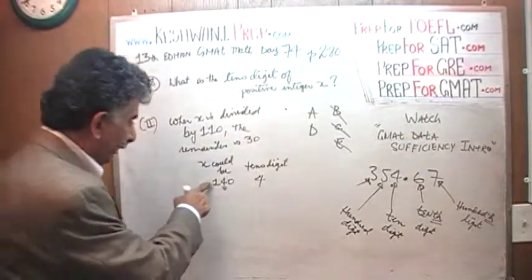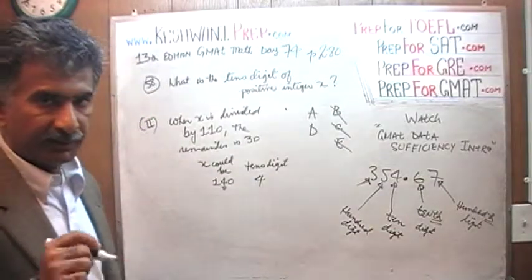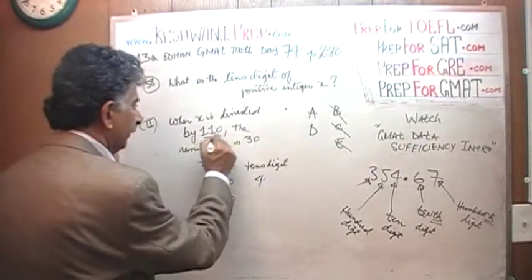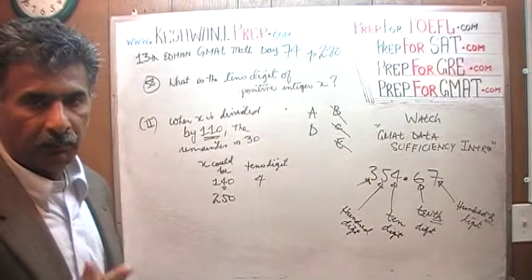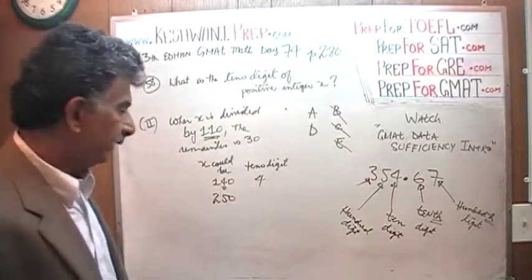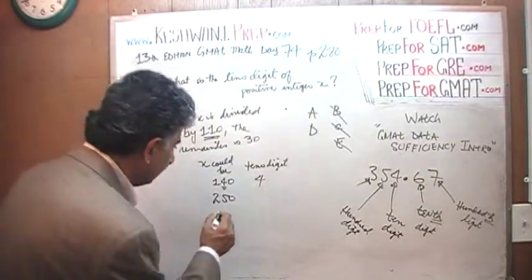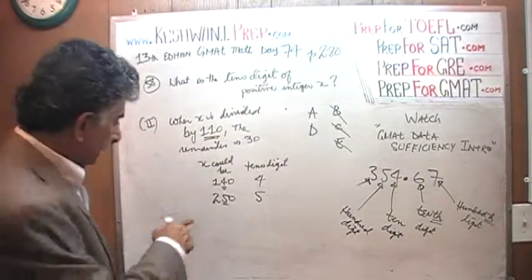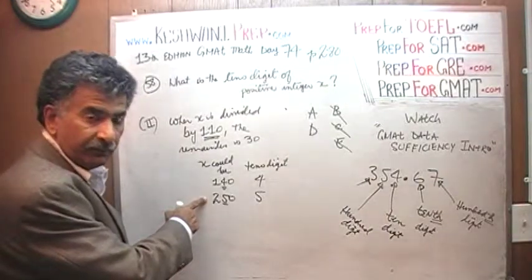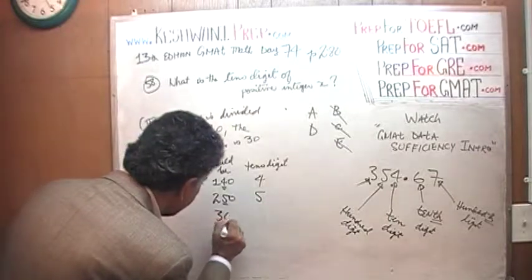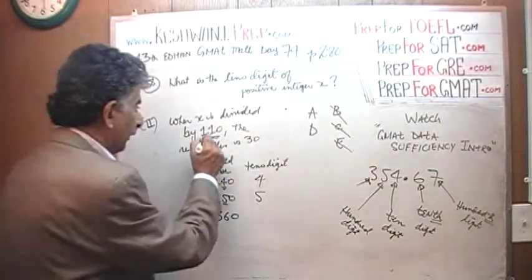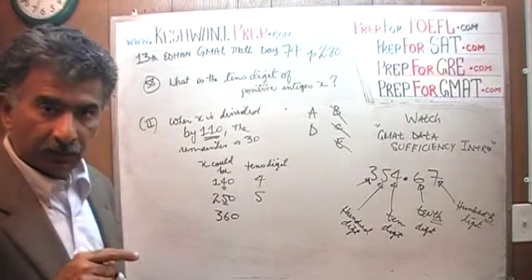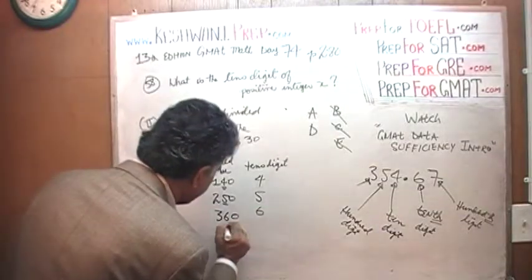Or if you were to add 110 to this, 140 plus 110 is 250. 250 divided by 110 will go 2 times, which will be 220, and the remainder of 30. You see, the remainder is still 30, but the tens digit is different. Or let's go another 110. 250 plus 110 is 360. 360 divided by 110 will have a remainder of 30, because 110 times 3 will be 330, and the remainder of 30. Now the tens digit is 6.